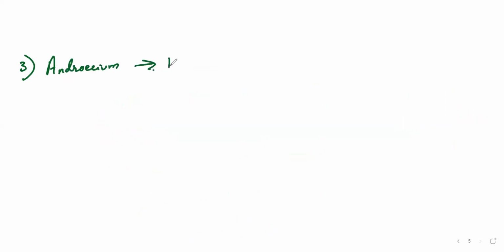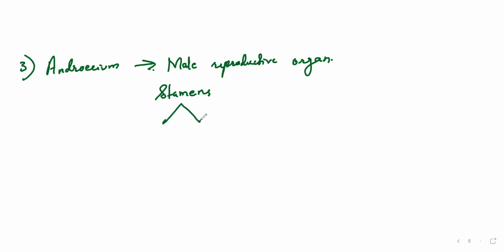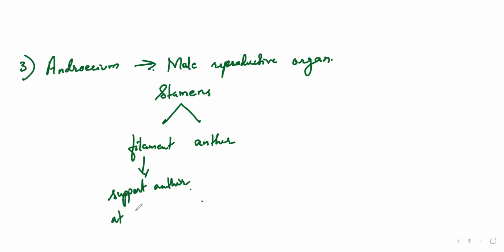So androecium is basically a male reproductive system which consists of stamens. If you consider the stamen, it is made up of two parts, that is filament and anther. Now what is the function of this filament and anther? The filament is going to support the anther at its tip.